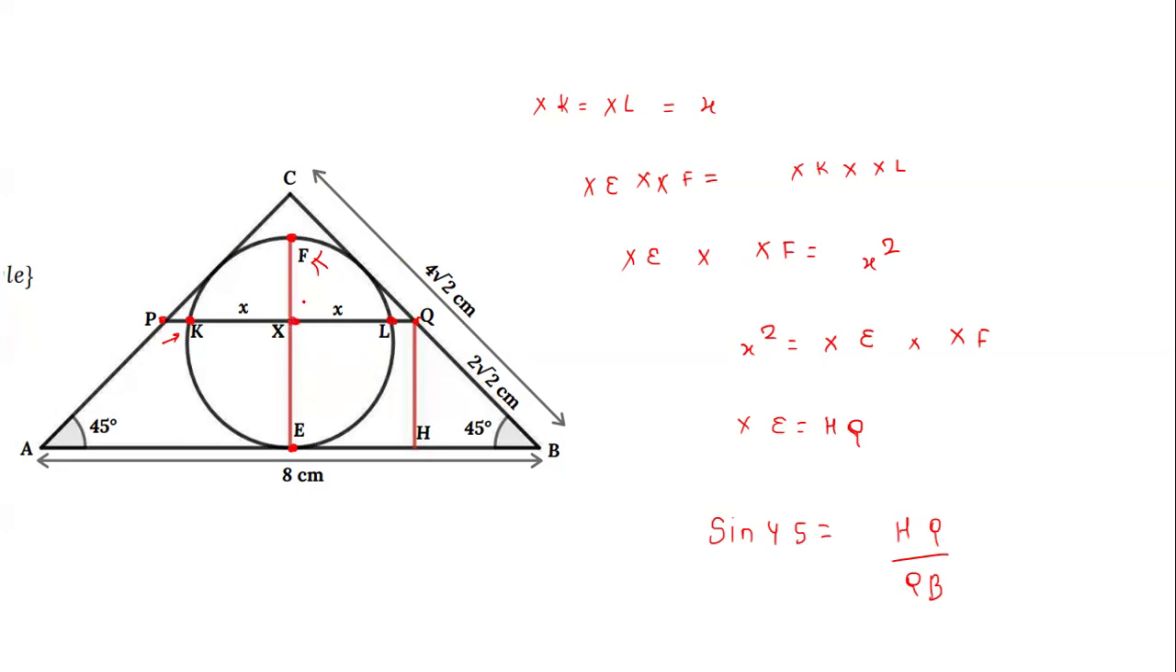And let's say where these two lines, like this red and this black line, cut is the X point. So what is the intersecting chord theorem? It is like this: XC into XF is equal to XK into XL. And we know this perpendicular divides this whole triangle into two similar parts. So if this line KX has a length X, then this line XL has also length X.